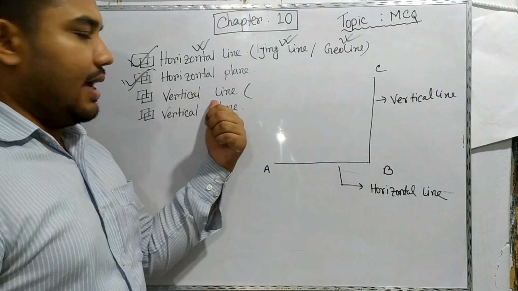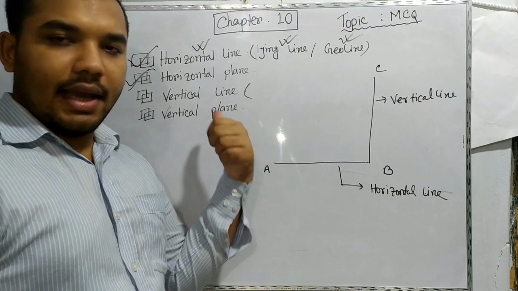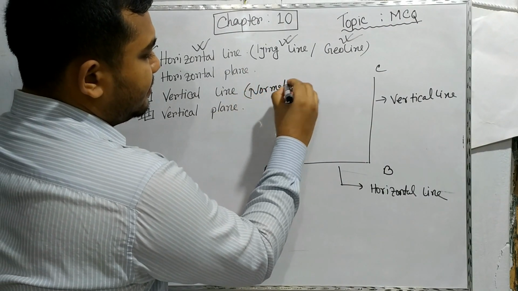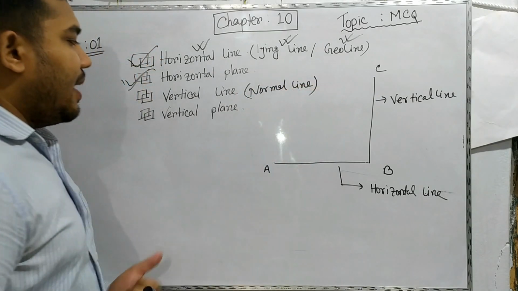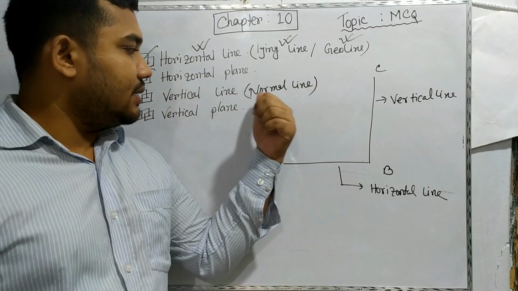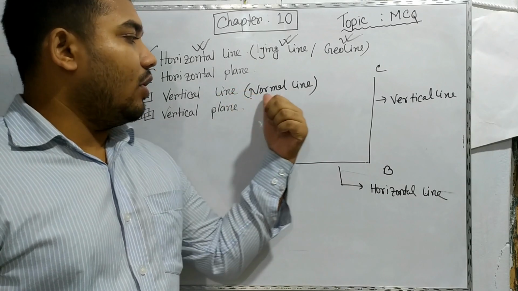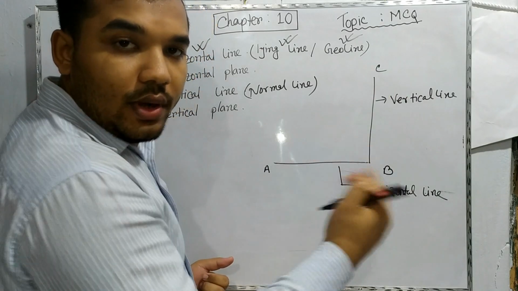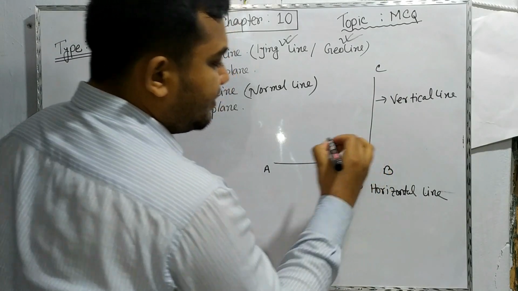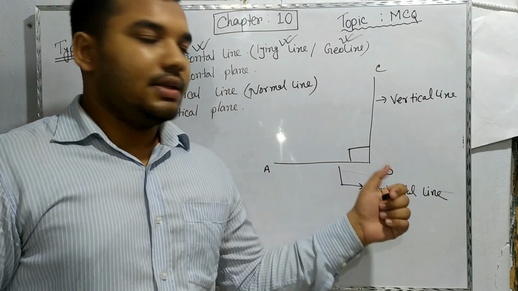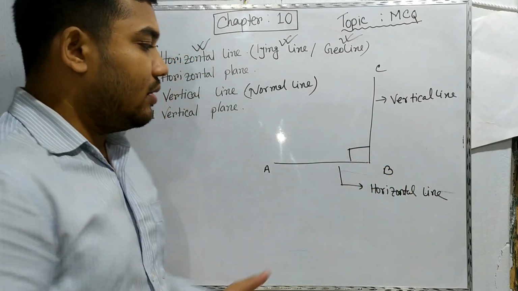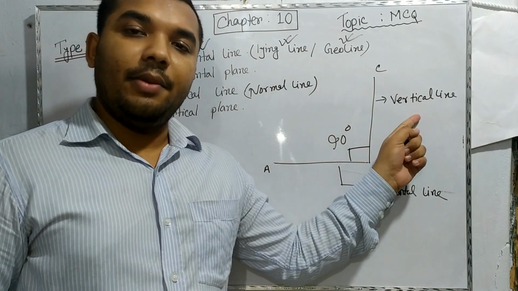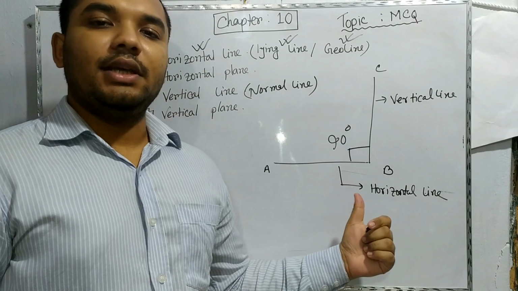Okay, in this area another MCQ generally comes, that is the normal line. So the vertical line can be called the normal line too. So this is the vertical line and this is the horizontal line, and the relationship of these two lines is generally a right angle, or 90 degrees. So this is also a very important MCQ for this chapter.